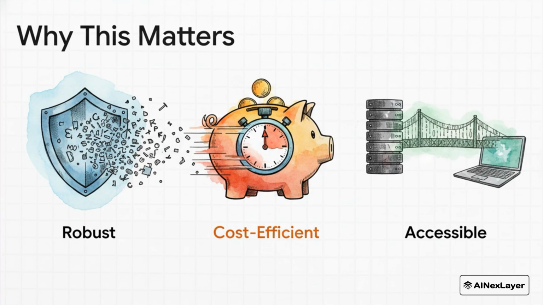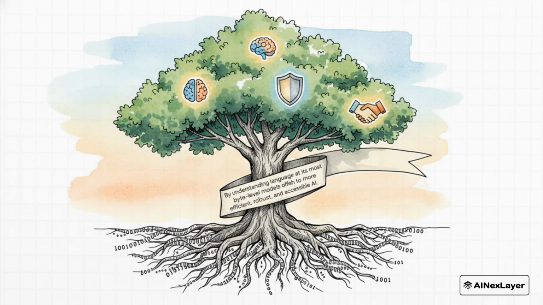So why does all of this really matter? It means we can build AI that is far more resilient to the messy text of the real world. It means developing and fine-tuning powerful models becomes dramatically cheaper and faster. And maybe most importantly, it makes this technology accessible to far more people and developers. Let's put it all together. The big takeaway is this. By going back to the absolute basics, the bytes themselves, this new approach is creating a generation of AI that is simply smarter, tougher, and more accessible for everyone.